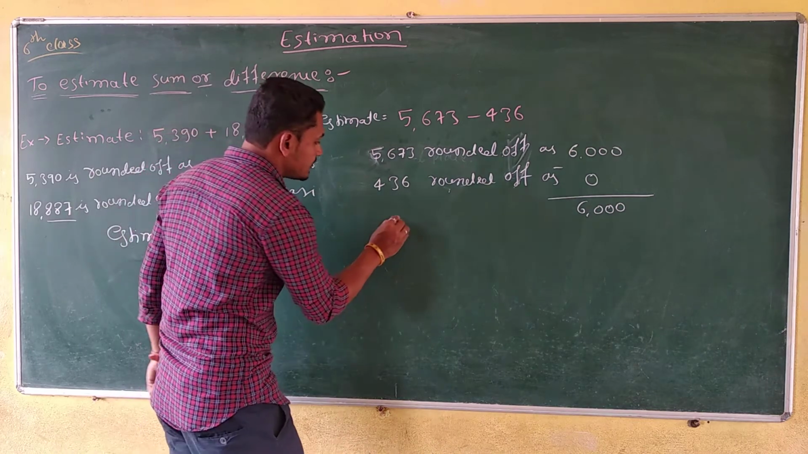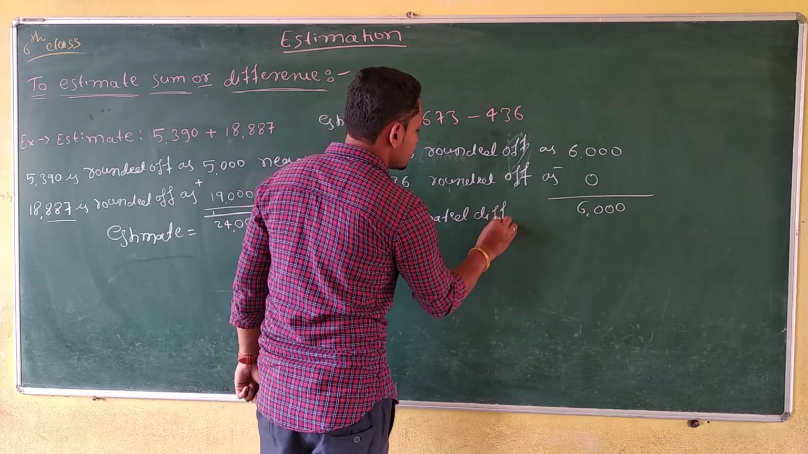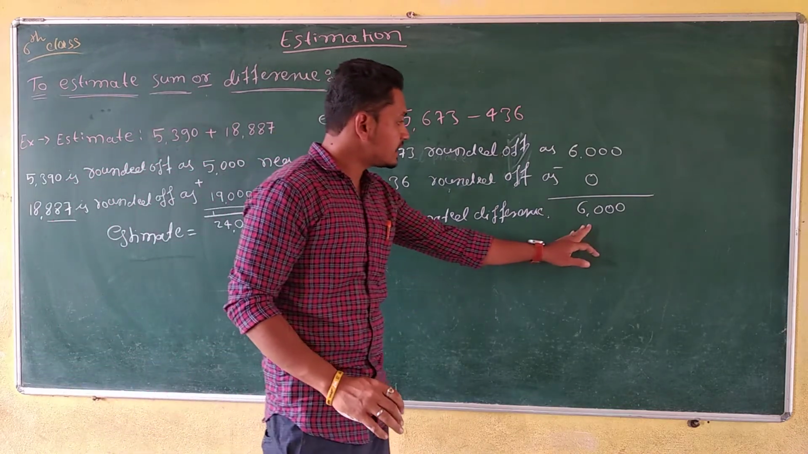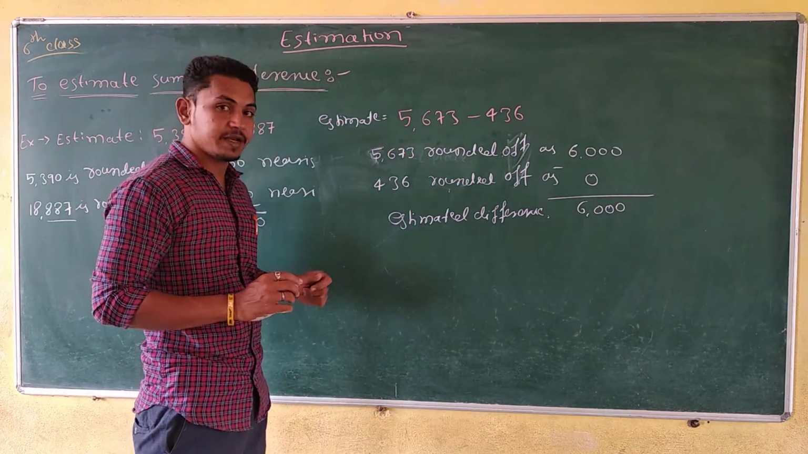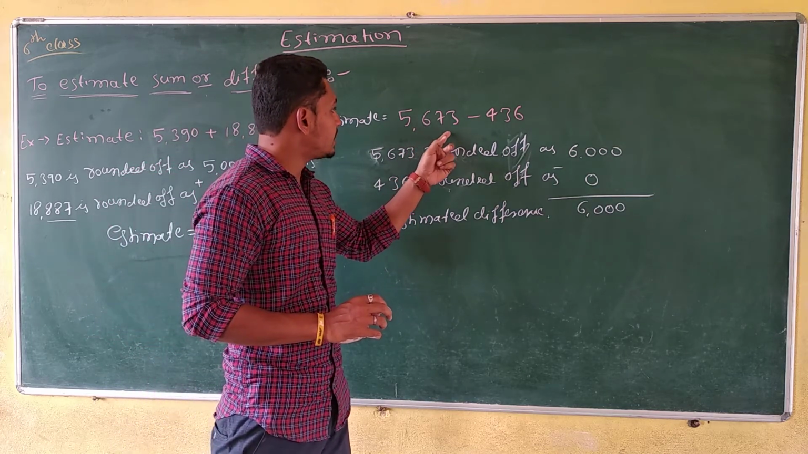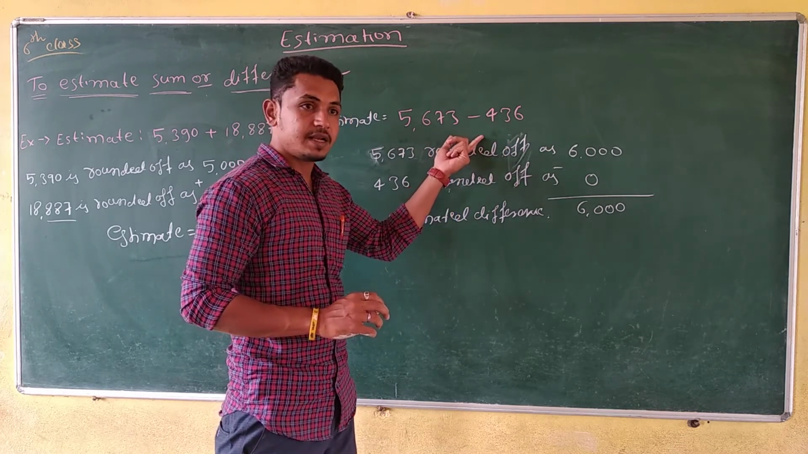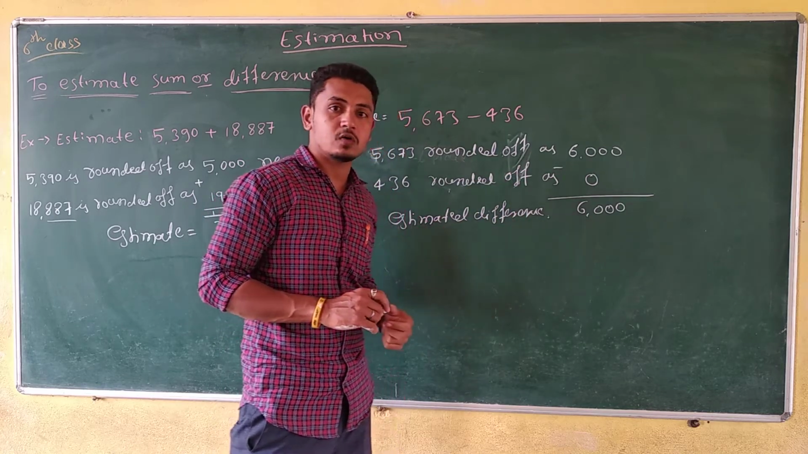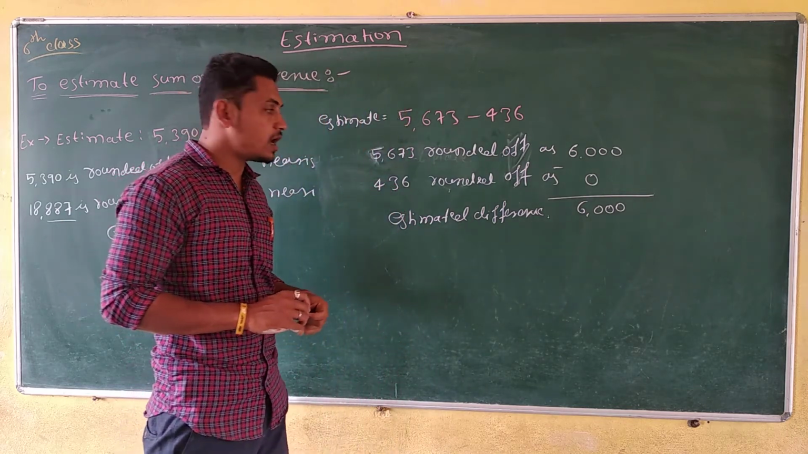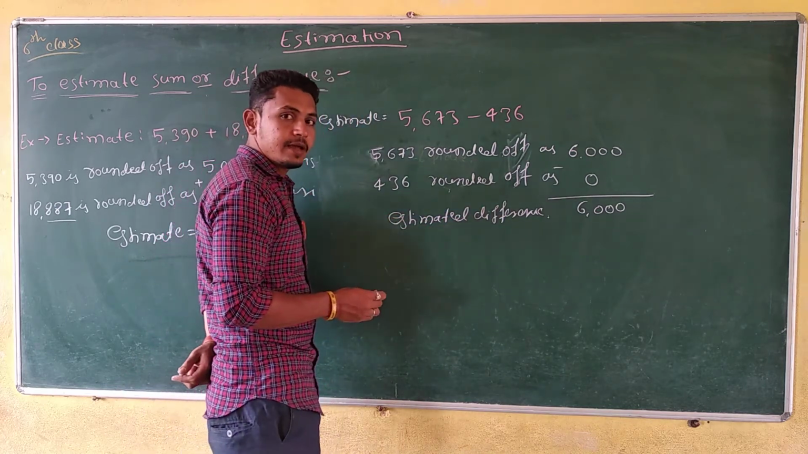Okay, 6000 is our estimated difference. But 6000 is not a reasonable estimate. Why? Because the real answer of 5673 minus 436 is not very close to 6000. It is so far from 6000. So that's why it is not a reasonable estimate.